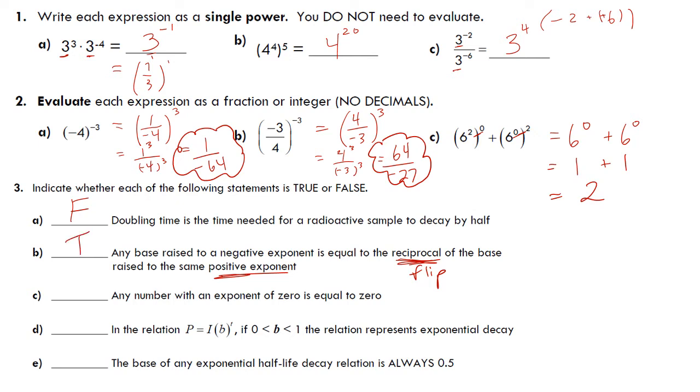Any number to the exponent of 0 is equal to 0. That's false. We know that's 1. In the relation P equals IB to the T, if B is between 0 and 1, it represents exponential decay. That is true. If it's between 0 and 1, remember that's a positive fraction or positive decimal. And if that's the case, it's decay. The base of any exponential half-life is always 0.5. True. Half-life, 0.5.